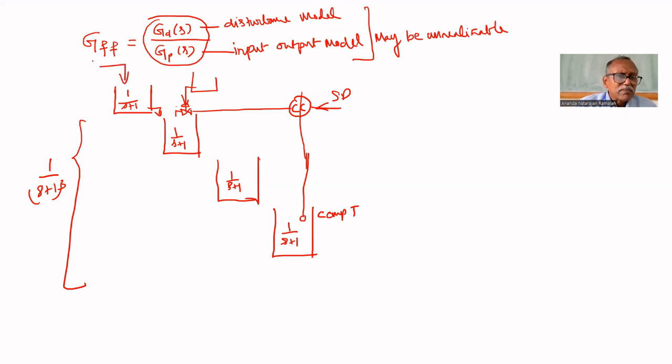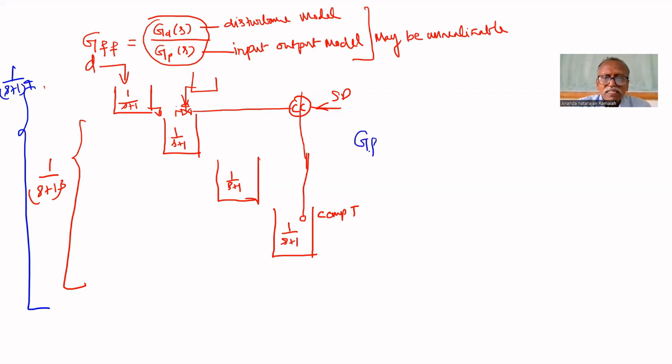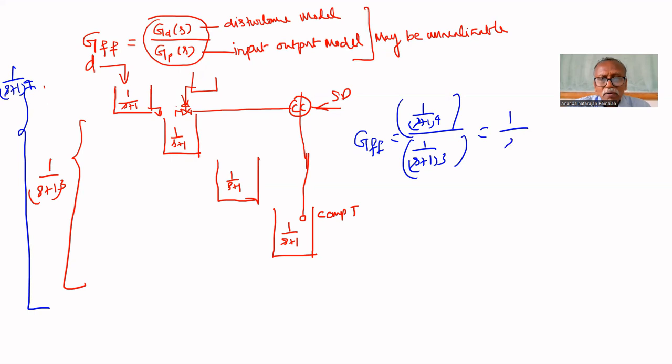Disturbance is entering here. That's why the disturbance model is 1 upon S plus 1 to the power 4. So if you find the feed forward controller GF equal to the disturbance model, S plus 1 to the power 4 upon S plus 1 whole cube, that is equal to 1 upon S plus 1. This is physically realizable. That we have seen.